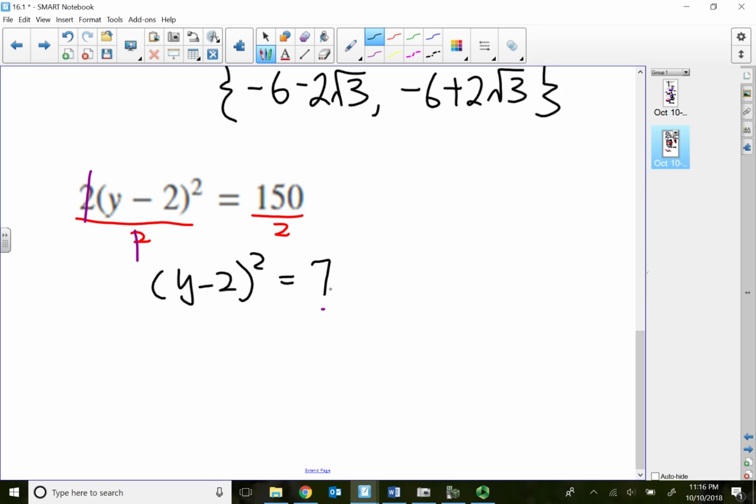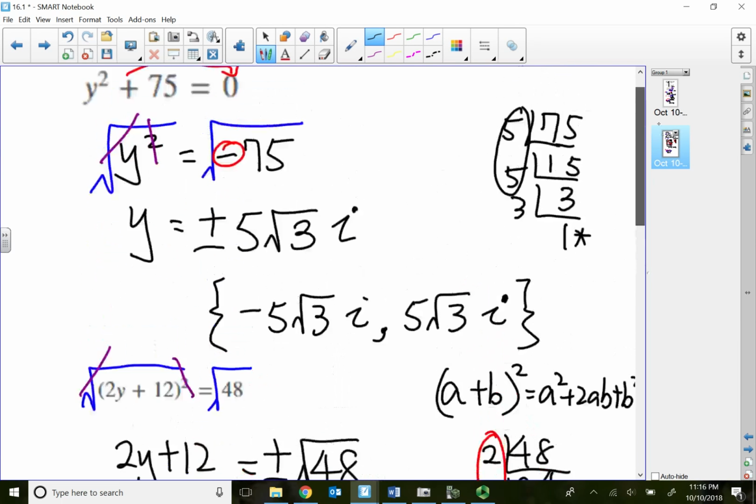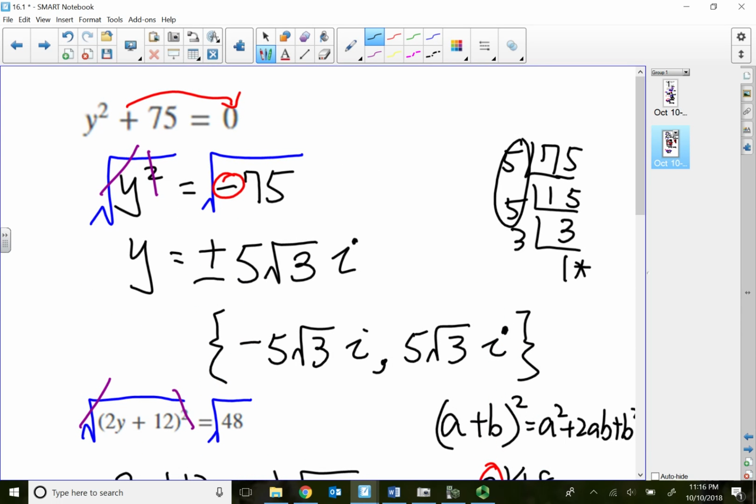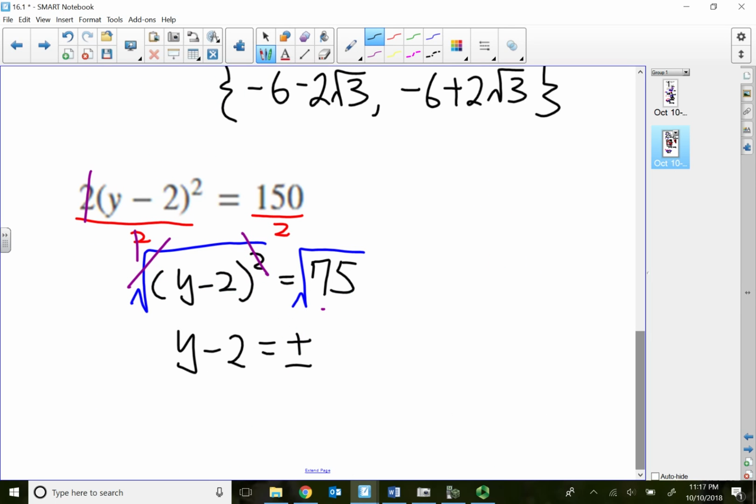Sure is. All right, now I got 2 terms, so I can take a square root on both sides. So square and square root cancel out. That just leaves me with y minus 2 equals. When I take a square root on both sides, my answer is always positive, negative. So I'm going to go back up here and see what the 75 was. 75 ended up to be 5 times square root of 3. Just no i here because my 75 was not negative.